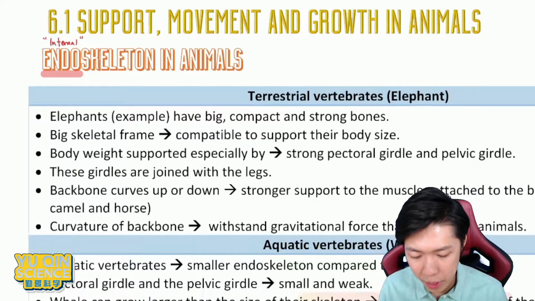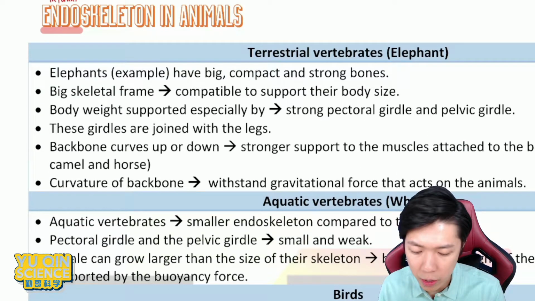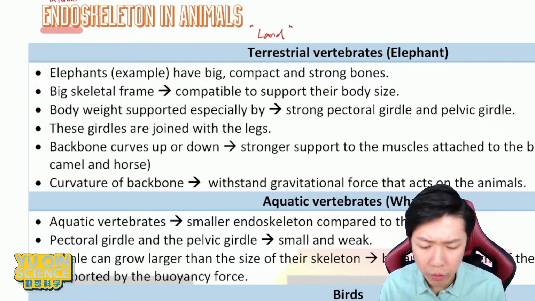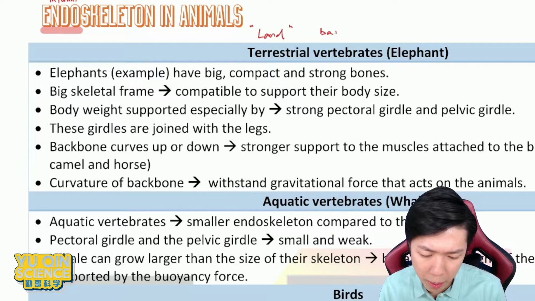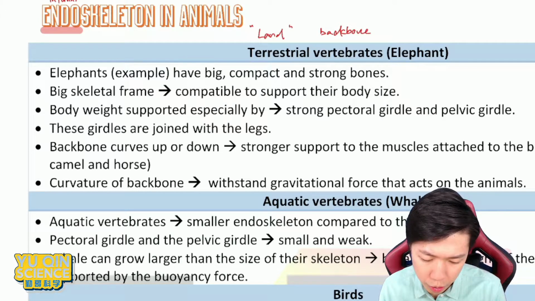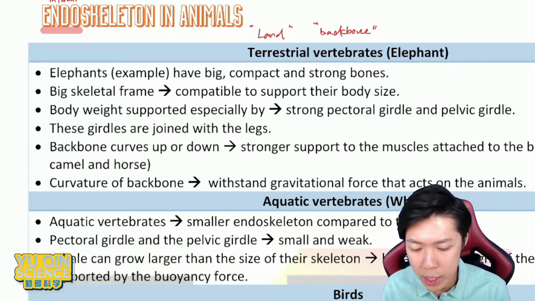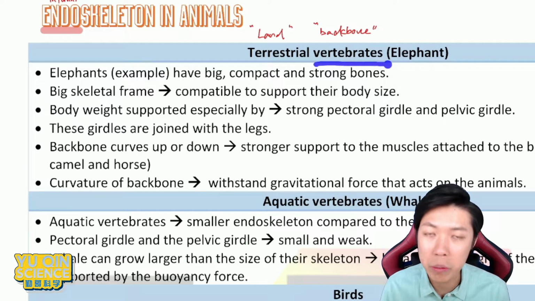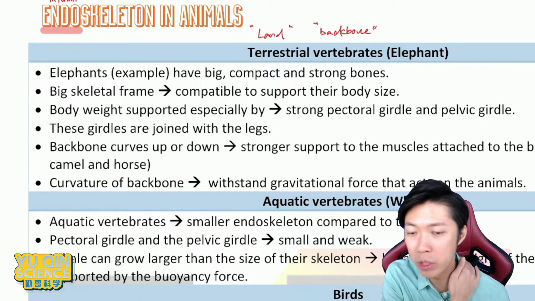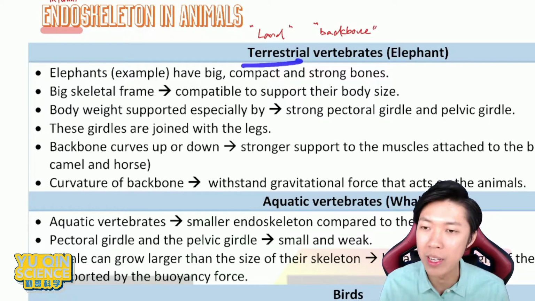Okay, right. So terrestrial basically means on land. Vertebrate means backbone lah. I'm pretty sure you all know that already. Okay, just to write that down for you. So these animals are animals with backbone, 脊椎骨 backbone, 脊椎骨 that lives on land.